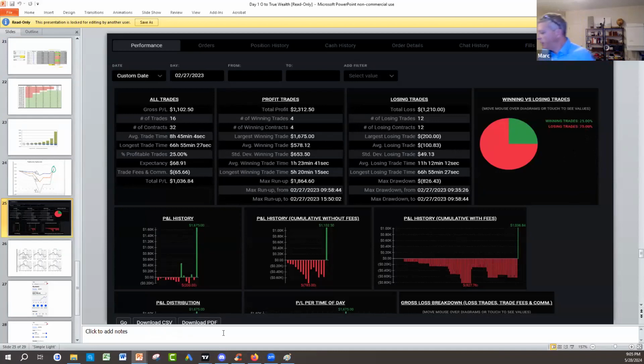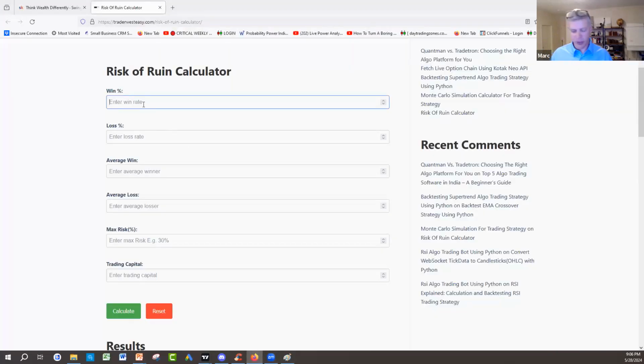25.75. So let me write it down so we don't spend Christmas on all of the stats. 25.75. My average win is 578. My average loss is 101. Okay, let's go. Let's see if it's a sustainable possibility. Win rate, 25%. Lose rate, well, the opposite, which is 75. Average win, 578. Average loss, 101.